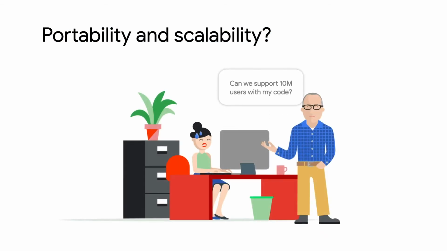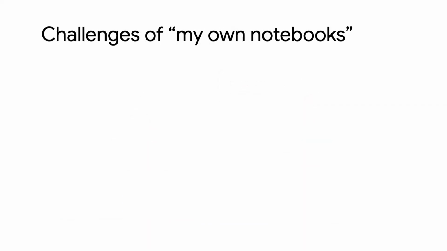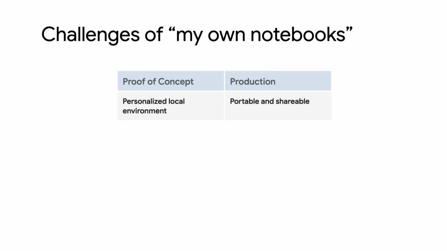The manageability you just saw increases the portability and scalability that you just can't get with local notebooks. There's often a huge gap between proof-of-concept notebooks and production machine learning code. For example, notebooks are often particular to the local environment of each data scientist, but production code should be portable and shareable. A single notebook instance can't serve 10 million users.